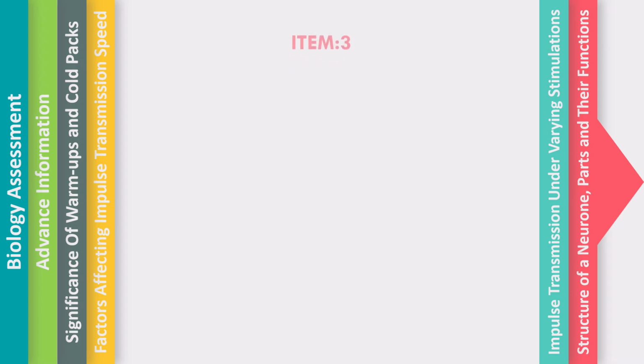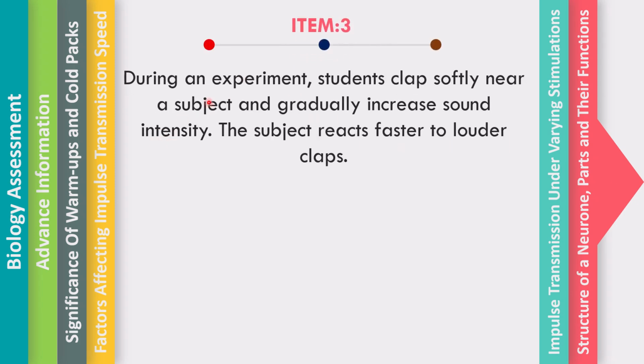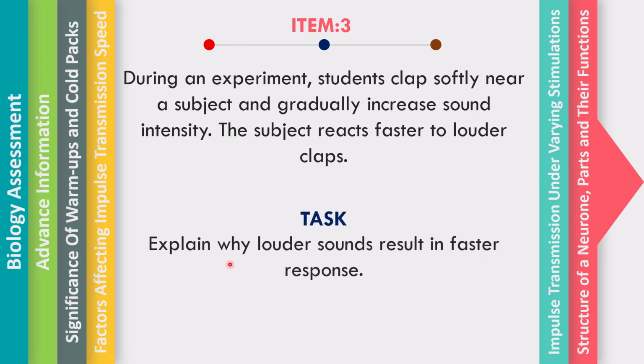Item 3. During an experiment, students clap softly near a subject and gradually increase sound intensity. The subject reacts faster to louder claps. Task: explain why louder sounds result in a faster response.